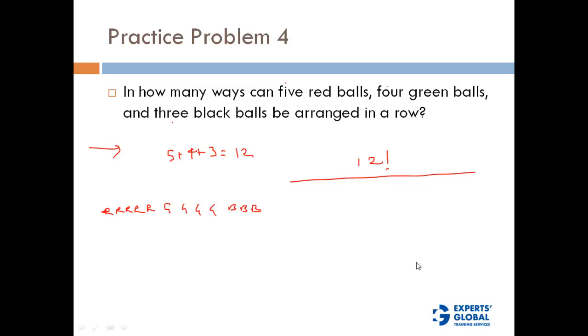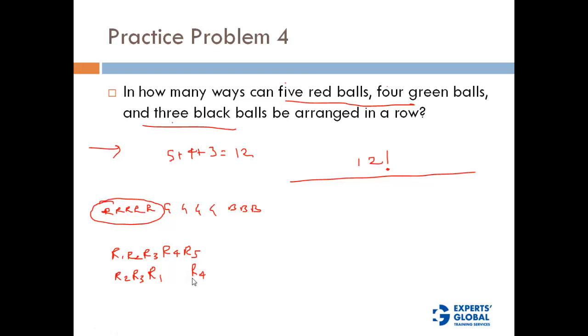Now when I'm talking about 12 factorial, I'm considering all these items as individual items. That means I'm worried about which exact ball sits where. But in this kind of arrangement, it really doesn't matter whether it is R1, R2, R3, R4, R5 in this order, or R1, R2, R3, R4, R5 in another order. This 12 factorial includes all such cases, treating every red ball as a different entity. But we don't need to do that, because there is no distinction between any of the red balls. All we are worried about is a combination of the overall 12 balls, and I'm going to treat all these red balls as the same.